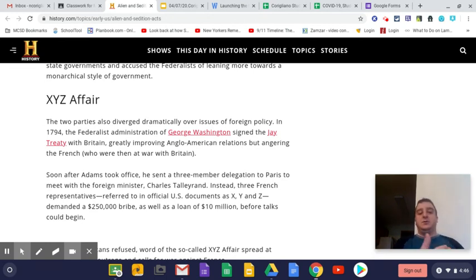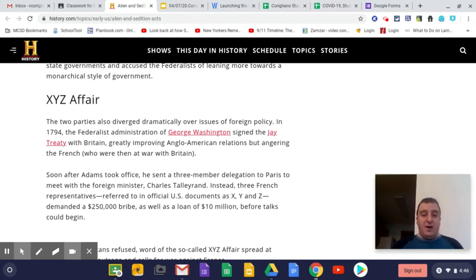So when John Adams sends his 3-member delegation to Paris, that is going to cause the XYZ Affair. The Jay Treaty, and the anger that the French have over the signing of the Jay Treaty, is going to cause them to demand this bribe and this loan. So however you want to word it, however you want to say it, it's completely up to you.